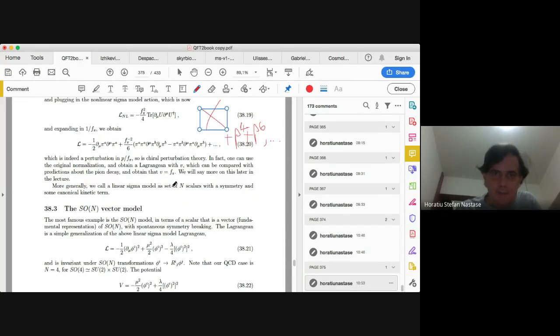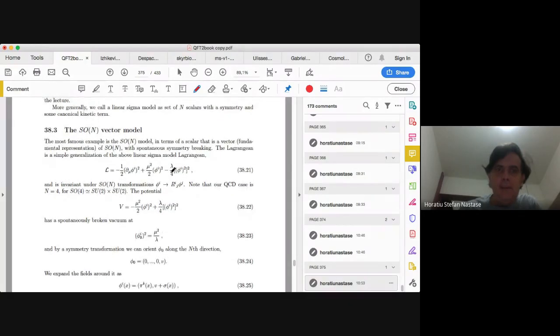Yeah, and so you see that this pion interaction comes with p squared over f pi squared, and so from this you can do some physical calculation about the pion decay and actually obtain that the vacuum, the VEV v that we found before, is the pion decay constant f pi. Okay.